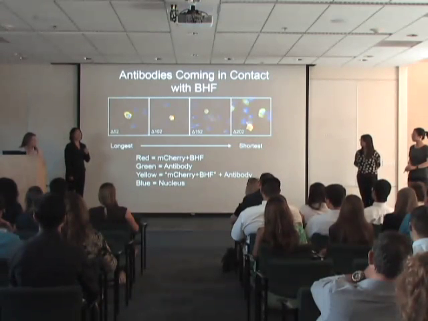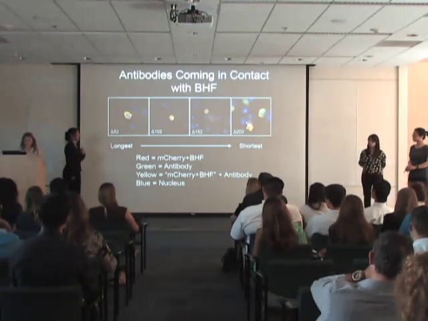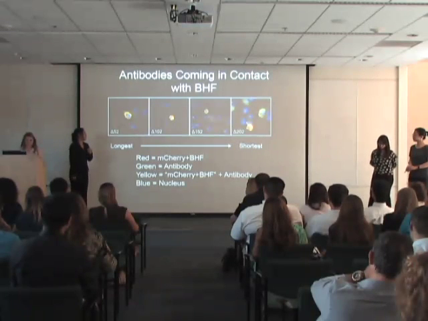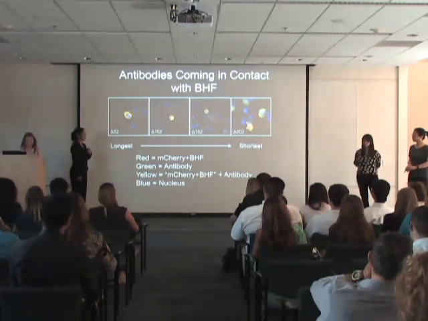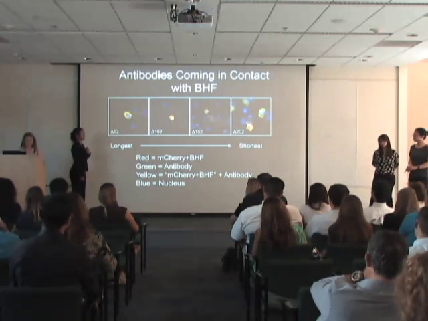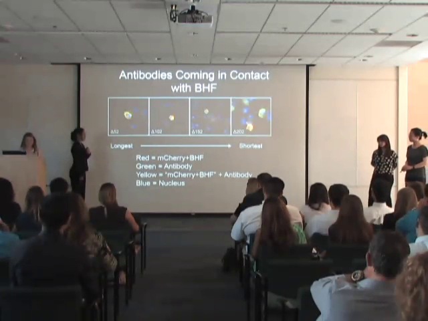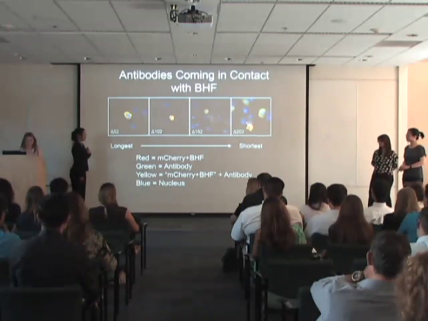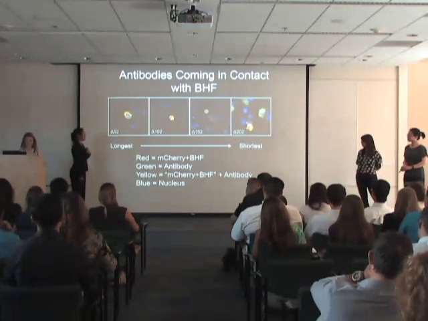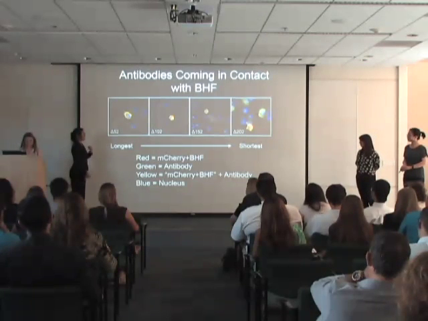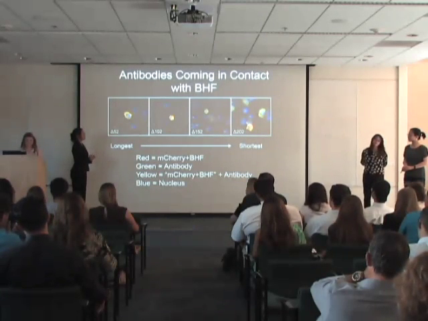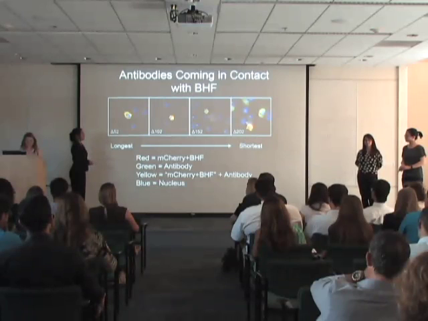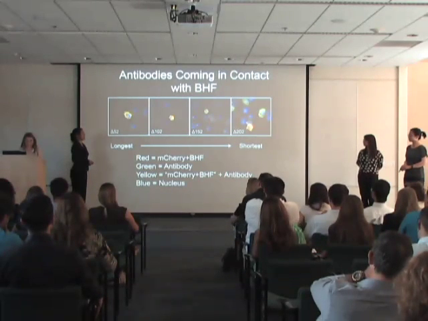To further reconfirm that what we saw was accurate, we added antibodies to our samples. The antibody by itself fluoresces green, and when we combine the images with the fluorescence of the red from mCherry, the images combine to show yellow, which shows that the localization of the antibodies and the protein VHF mCherry are one and the same.